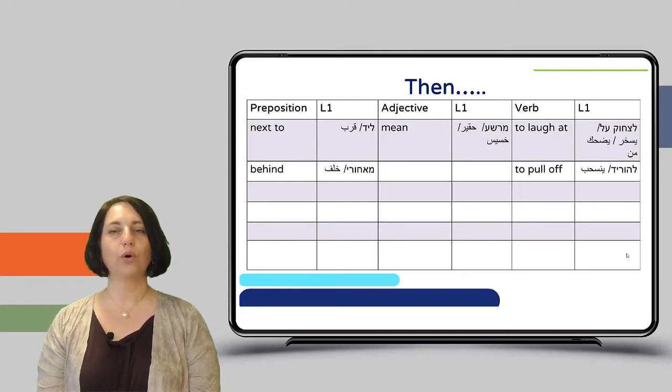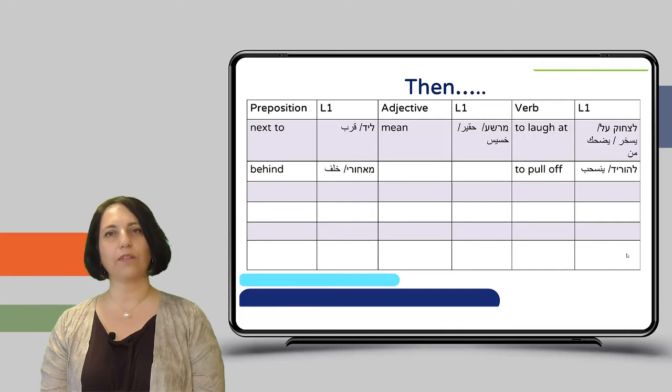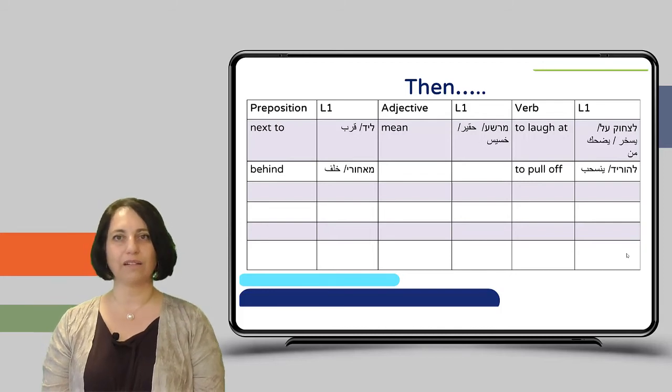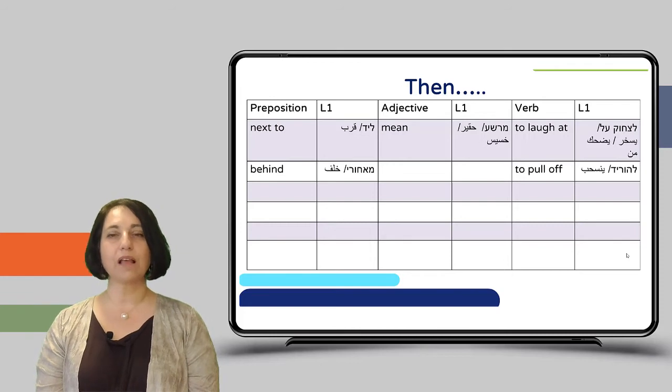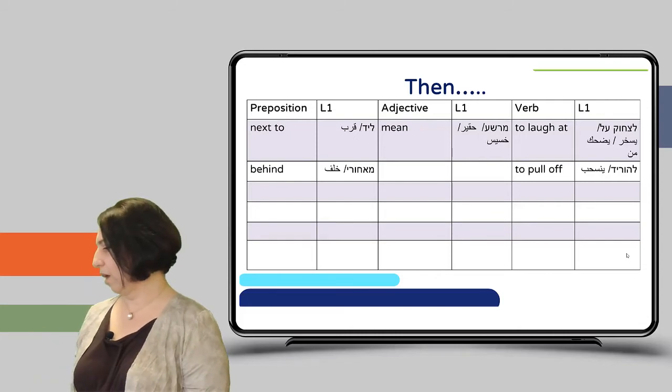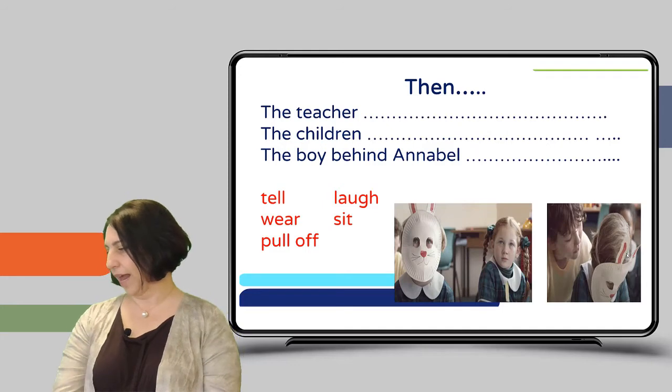It is more important that you say what you see than you worry about having the exact word that you need. All right, and again, the more you practice doing this, the better you will get and you will have the words that you need. So here we see what happened in the next part.